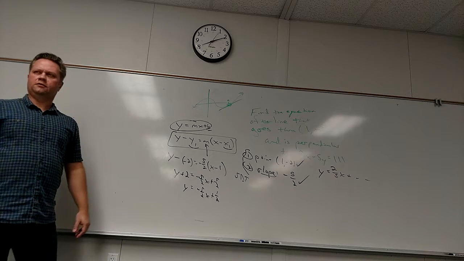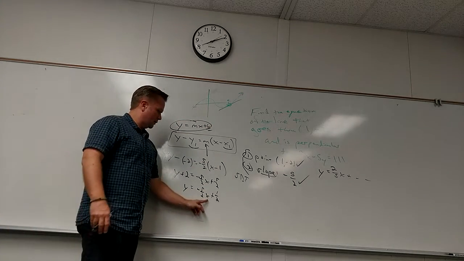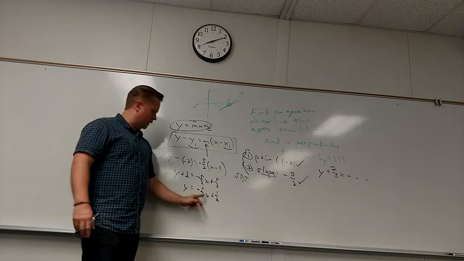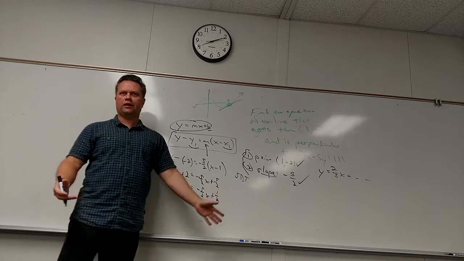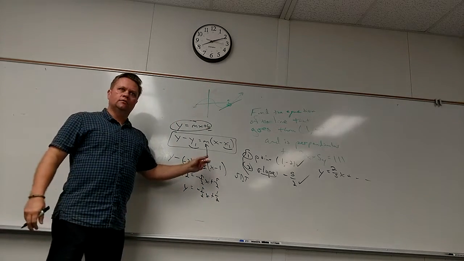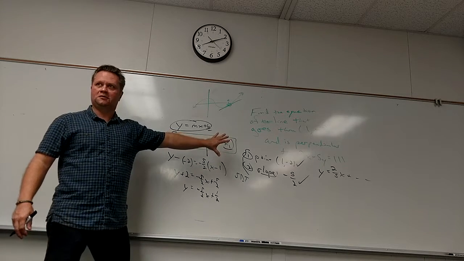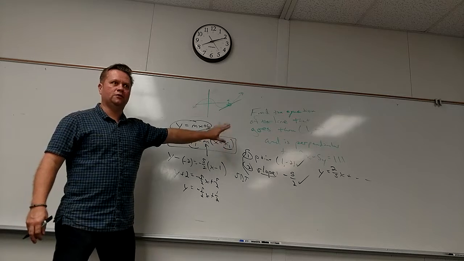How do you check that? Plug in the point. Plug in 1, and you better get a -2 out. We do. -5/2 plus 1/2 is -4/2, which is just -2. Check. All right, that was unbelievably easy. Should have been, right? That's old stuff.